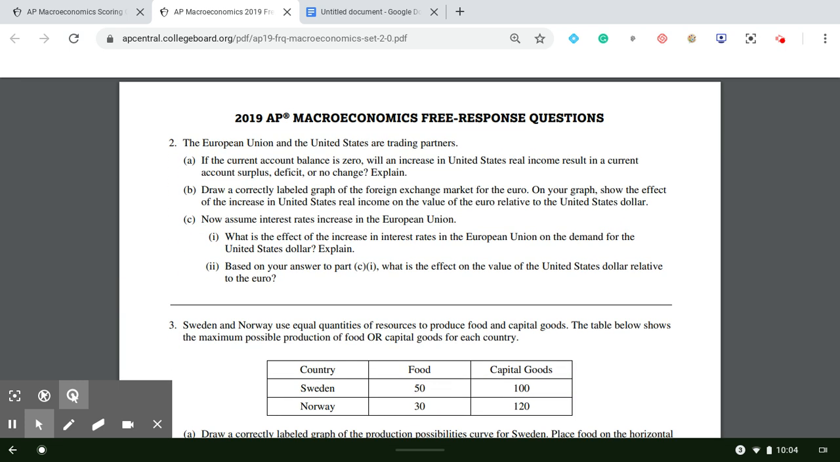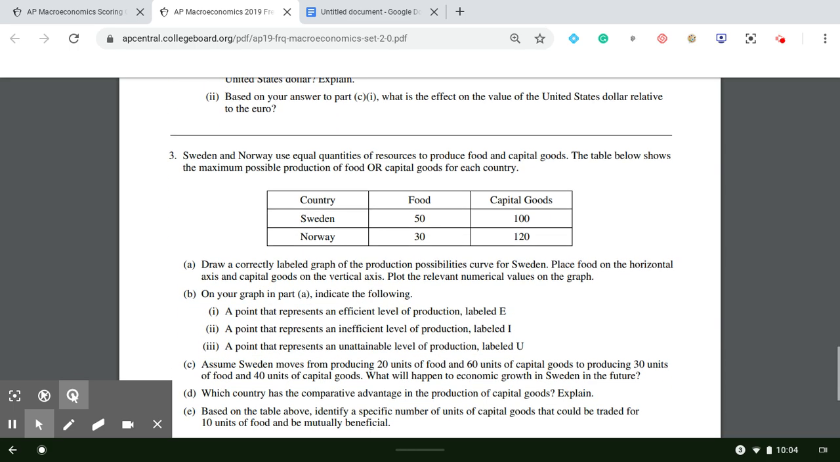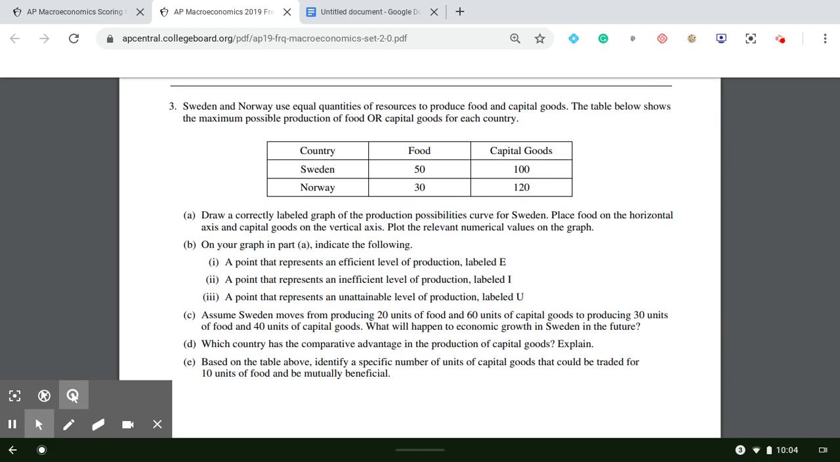Number 2, current account, foreign exchange. That's not on our test, so we're not going to worry about it. So let's go to number 3, and here is a classic specialization and trade problem. Cannot wait.